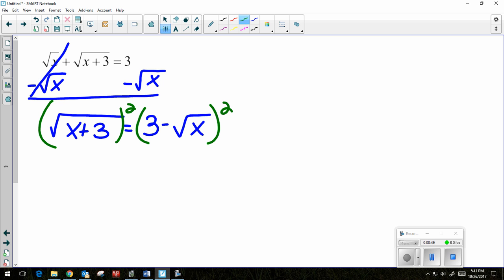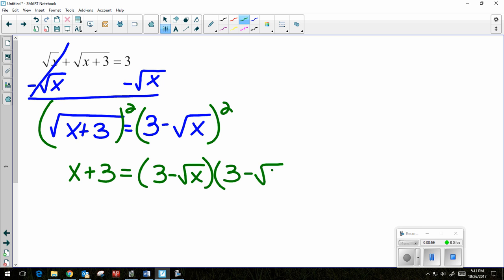On the left side, my square root and my squared cancel, and I'm left with x plus 3. But on the right side, I have 3 minus the square root of x times 3 minus the square root of x. I'm going to show the box method on the side, but you could, of course, double distribute if you want.